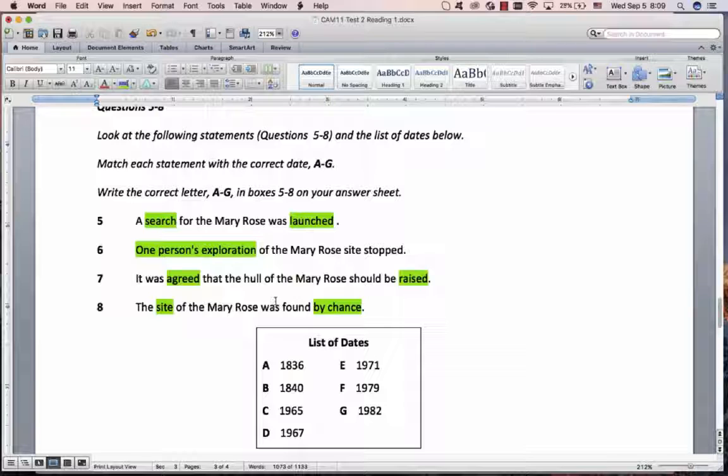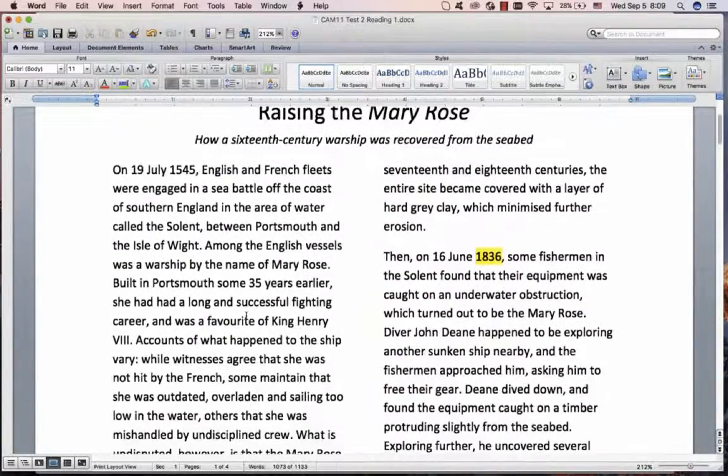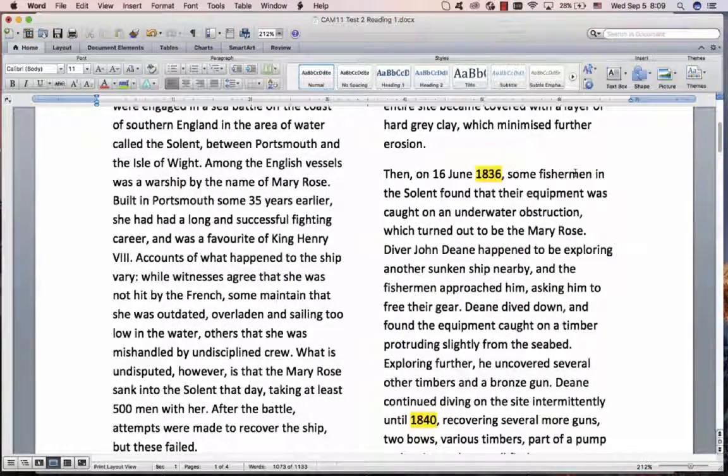maybe. All right. So now we're going to go to each date, find the sentence, and see if we can match it with any one of these. There's no real great keywords here. Hopefully the sentences will give us something better. What happened in 1836? Some fishermen found their equipment was caught, which turned out to be the Mary Rose. So some guys were fishing, their equipment, maybe their fishing nets, was caught on something underwater. Turned out to be means it was unexpected. They didn't think it would be, but it was the Mary Rose.